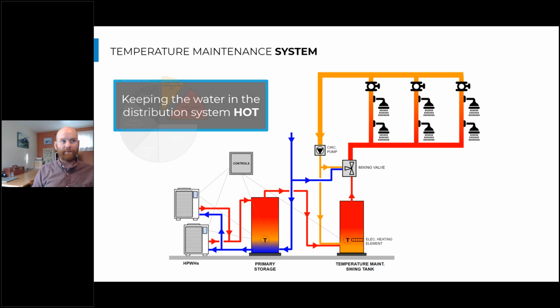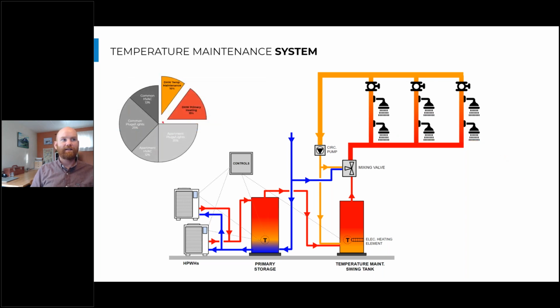And that system is actually a pretty substantial portion of the total energy end use. So here's our pie of the annual energy end uses for a multifamily building. And we can see that that temperature maintenance system is 10% of the total annual energy, and it can be about 30 to 40% of the water heating energy. So it's a fairly substantial load over the course of a year, even though it's just a trickle of warmish water back into our storage tanks.